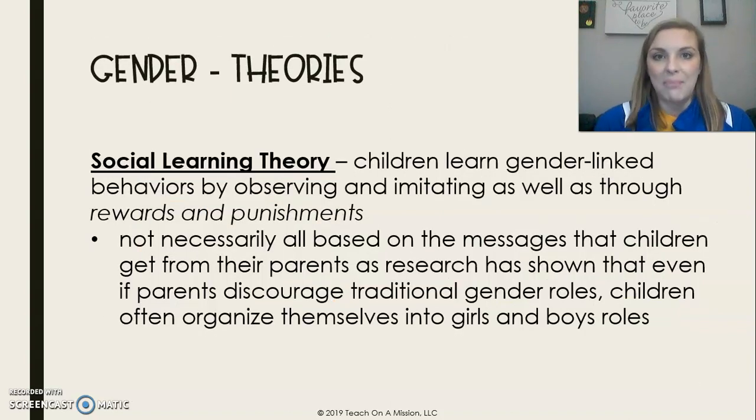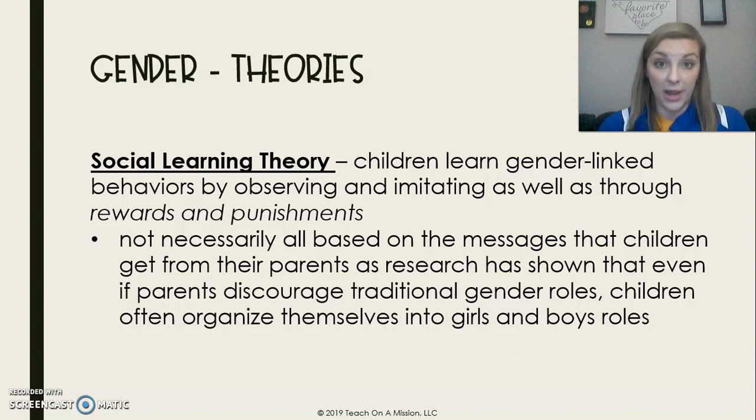So how does gender happen? How do these gender roles come about? How does someone come up with their gender? Well, there are a couple different theories. The first one that we're going to talk about is the social learning theory. This is the idea that children learned gender-linked behaviors by observing and imitating other people, as well as through rewards and punishments. So this is the big thing, rewards and punishments.